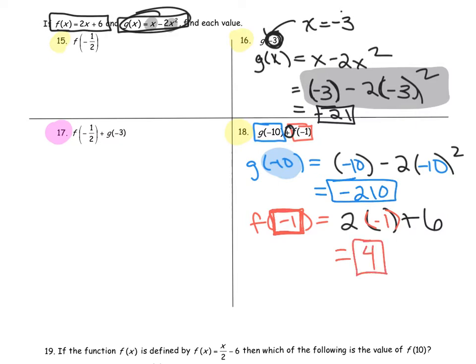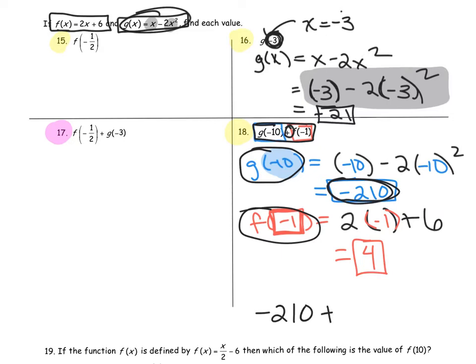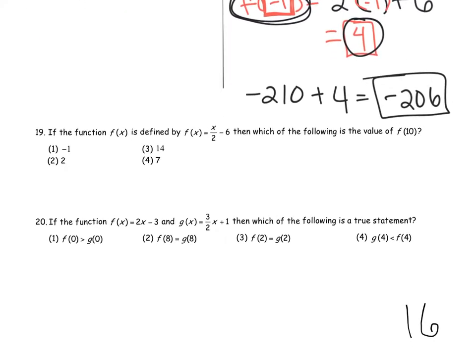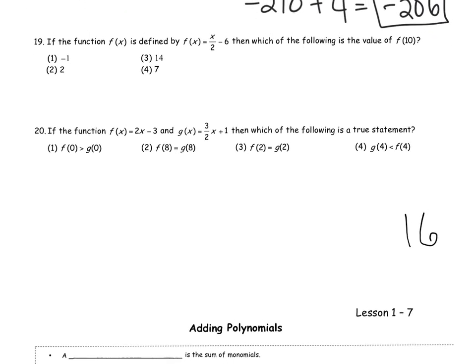Now we're not done, because finally what we have to do is sum them. So we are going to sum them together. So I'm going to add g of -10 plus f of -1. I already know g of -10. It's right here. And I'm going to sum them, add. I already know f of -1. It's right here. So in the end, I end up getting -206. Okay, fantastic.